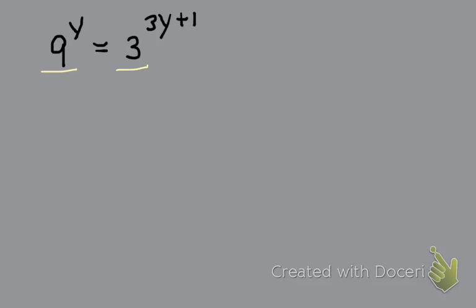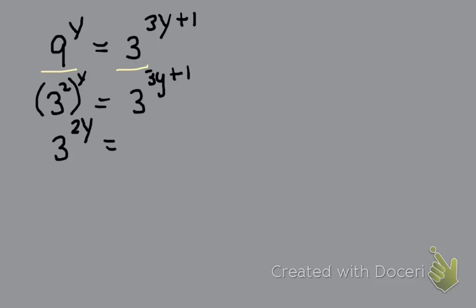So I'm going to keep my 3 raised to the 3y plus 1. And what can I rewrite 9 as in base 3? Well, I think that 9 is 3 squared. And I still have my y exponent up there, as strange looking as it looks. But if I multiply that, power of a power property tells me I can multiply. So this is 3 raised to the 2y power, and it is equal to 3 on the other side raised to the 3y plus 1.